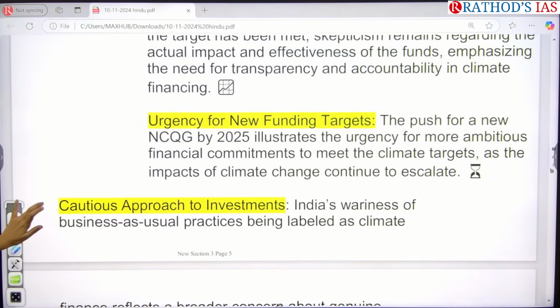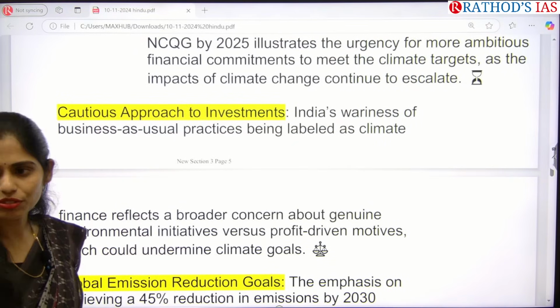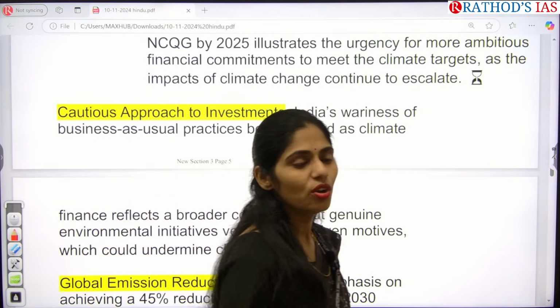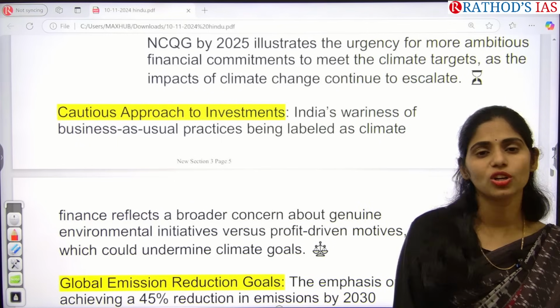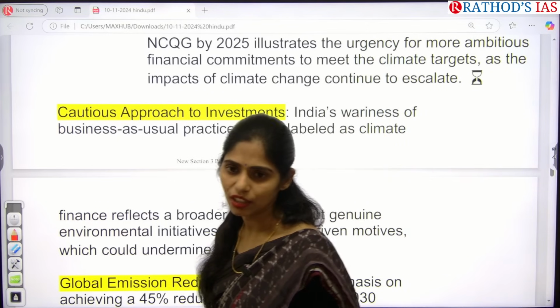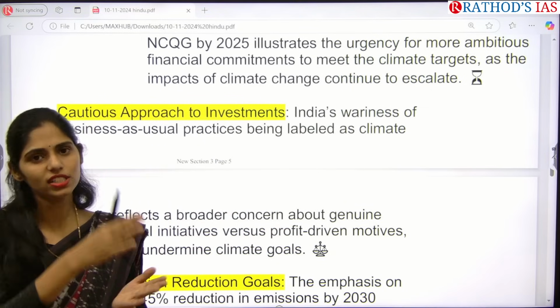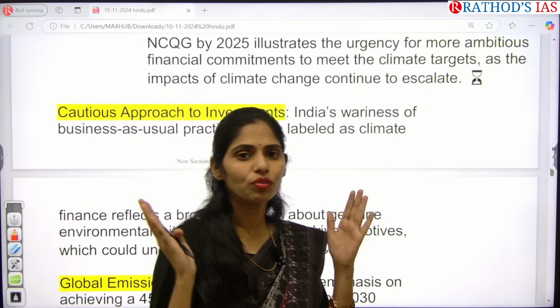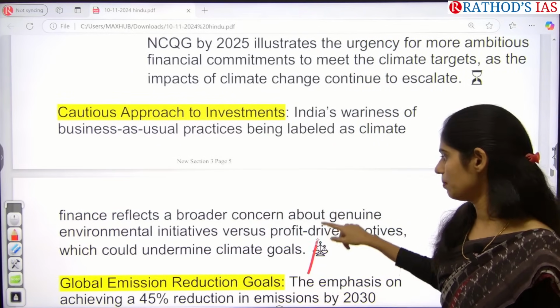And the next point is that India is also saying one more thing: what are the investments that we are getting? We have to focus on where exactly we are investing, whether we are investing in cooling technology, or in clean technology, clean air technology, or whether we are focusing on shifting towards renewable energy. So we need to be very cautious about the approach of our investments.